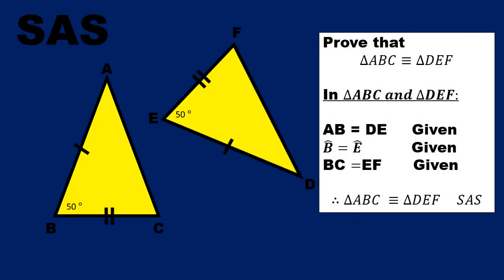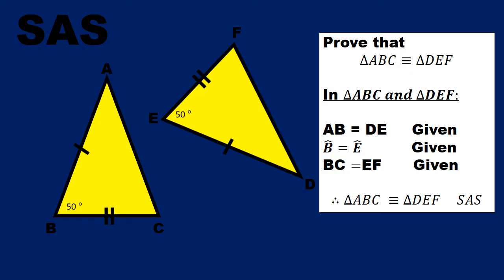Okay, then side, angle, side. Please remember that that angle is in between the two sides. All right, very important. It can't be side, side, angle. That is not a condition for congruency. So the two sides, and then in between the two sides, you have the angle.